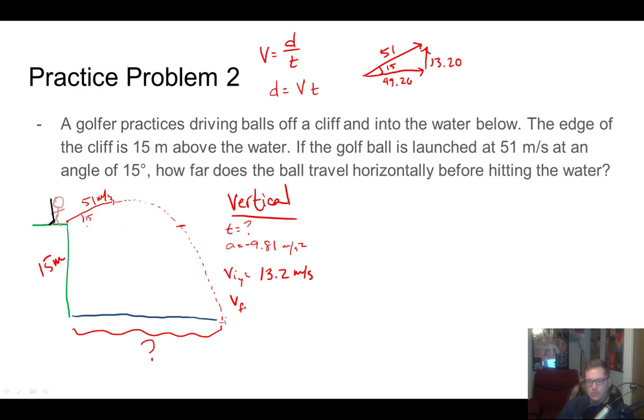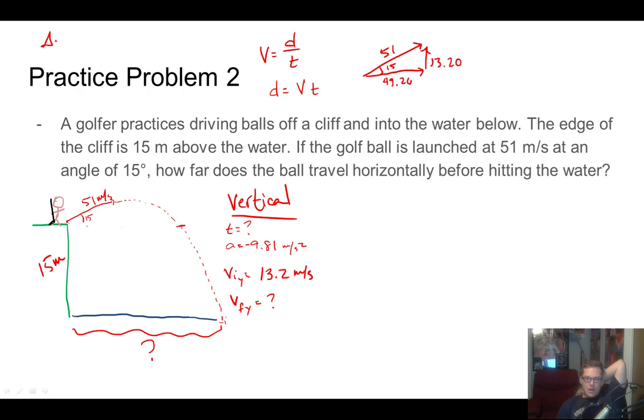No, we do not have a vf. We don't know that either. All right, so life's going to get a little bit more complicated here, huh? We have a v sub i. We need delta t. Let's think about this. I wanted you to ponder for a second. Let's think about our delta y here. What is delta y?